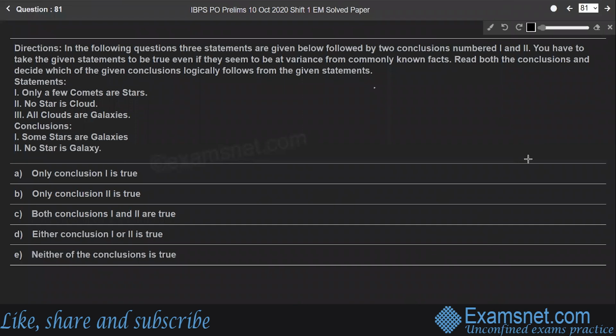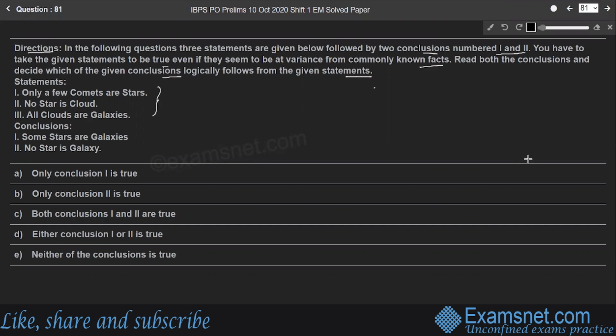Question 81. Here the direction is, in the following questions, 3 statements are given below followed by 2 conclusions numbered 1 and 2. You have to take the given statements to be true even if they seem to be at variance from commonly known facts. Read both the conclusions and decide which of the given conclusions logically follows from the given statements. Students, here are 3 statements.